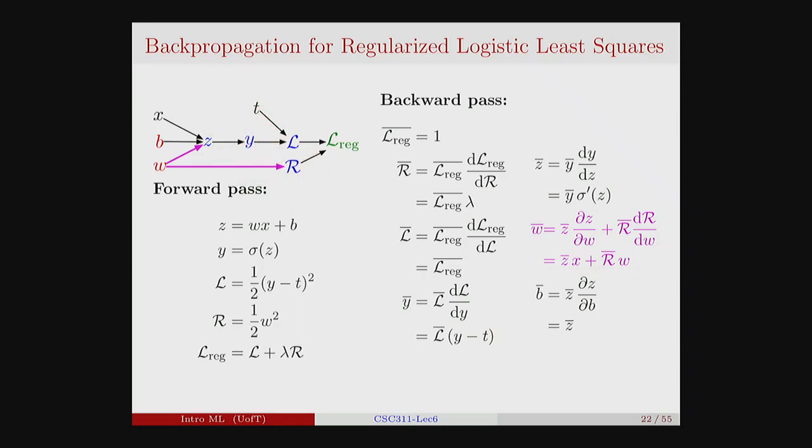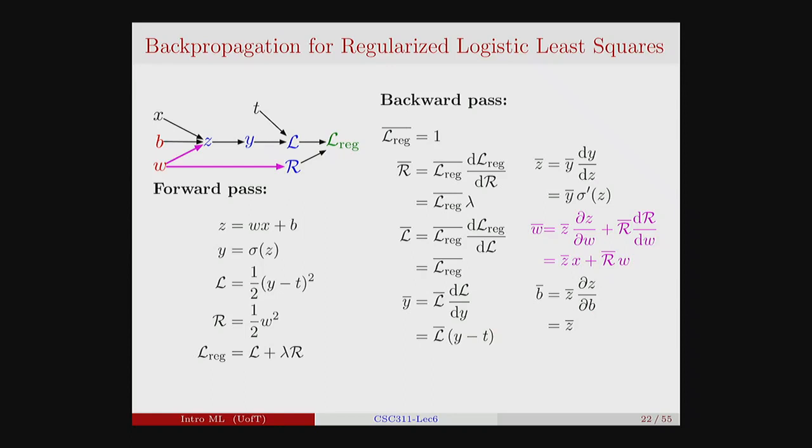And now to calculate the derivative of the loss with respect to B, I don't need to do a lot more because I've already pre-computed what Z bar is. So I can just reuse that computation again and multiply it by dz dB, which is just 1.